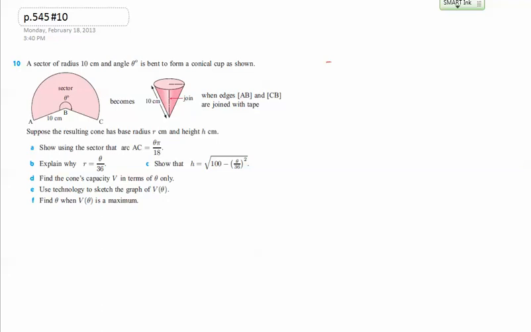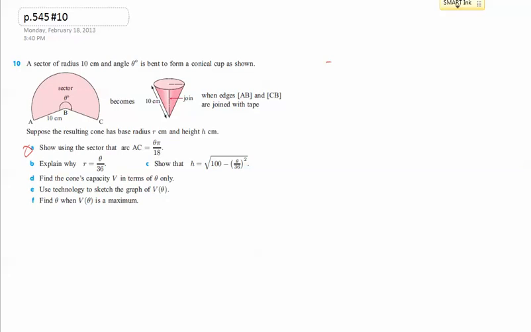Alright, y'all, so we're gonna do some math with a sector and a cone and some derivatives, because that's gonna be fun. Alright, so here we go. First it says letter A: show, using the sector, that arc AC, so that's this right here, AC, is equal to theta pi over 18.